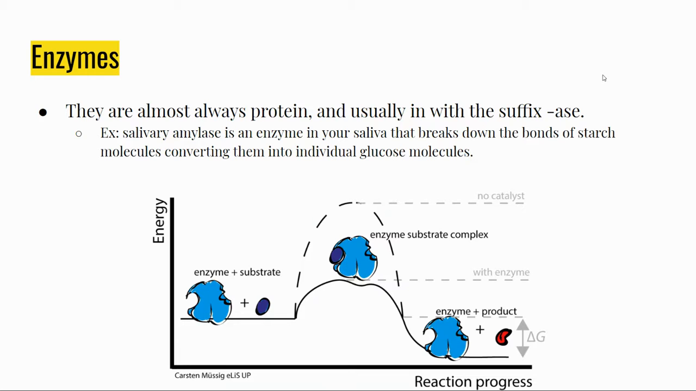Enzymes are almost always proteins, and they usually end with the suffix -ase. For example, the one that we'll reference a lot in this class is salivary amylase. This is an enzyme in the saliva that breaks down the bonds of starch. It converts them into individual glucose molecules. Starch is very hard on our digestive system to digest. I'm not going to get into the specifics, but it's not very easy to digest.